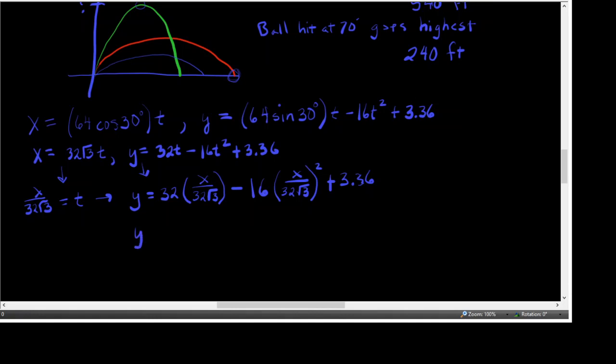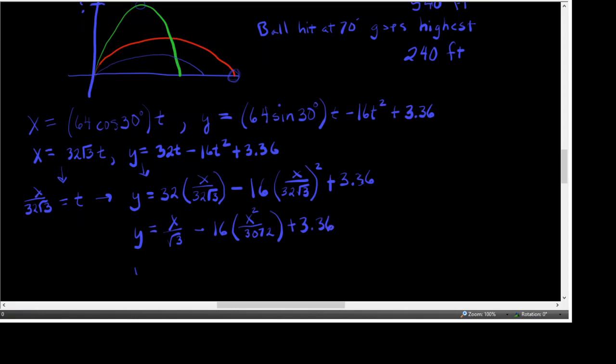And so, simplifying, we'll get x over the square root of 3, because the 32's cancel, minus 16 times x squared over, so we'll square the 32, which is 1024, and we'll square the square root of 3, which is 3, so 1024 times 3 is 3072, plus 3.36.